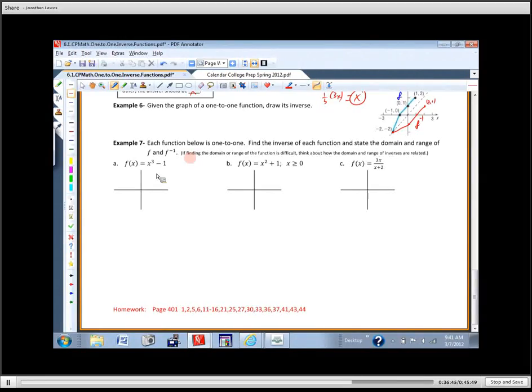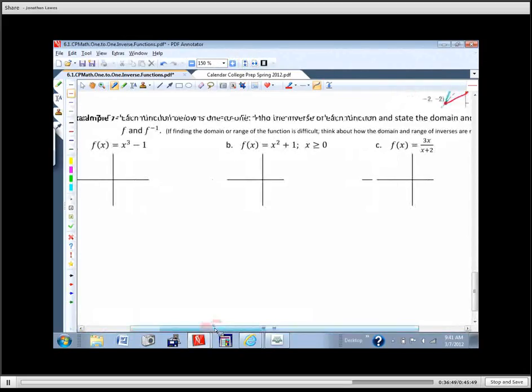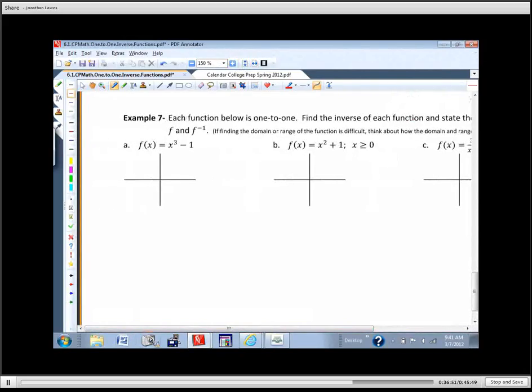Okay, so let's take a look at this guy right here. Could you graph that? Hopefully pretty easily. Let's go ahead and graph this one. I'm going to do this one in black. So this is the cubing function, and all that happened to it is we moved it down 1. So it would look something like this.